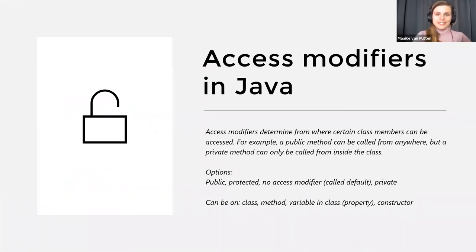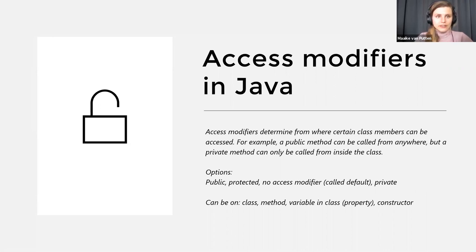And access modifiers, as I said already, they can be complicated to get your head around. So don't worry if you don't get it the first time. But these access modifiers determine from what places you can access some sort of class member or some sort of class even. For example, we've seen public on a previous slide, and public means that you can call it from everywhere inside the application. But if it would be private, you can only call it from inside the same class.